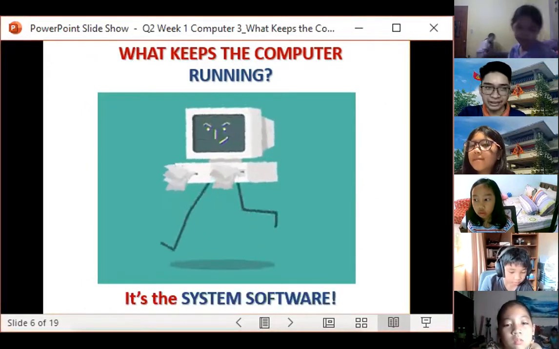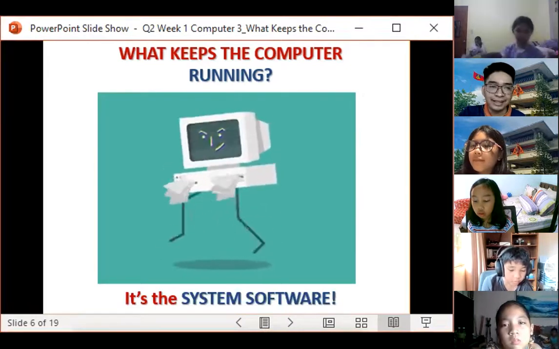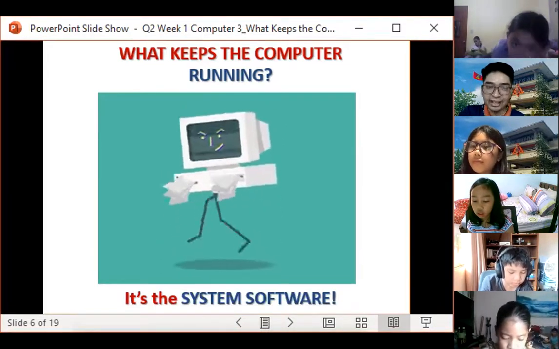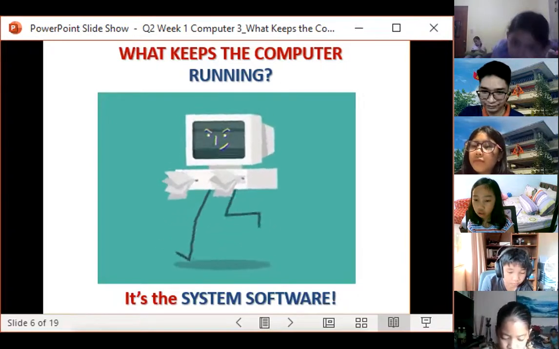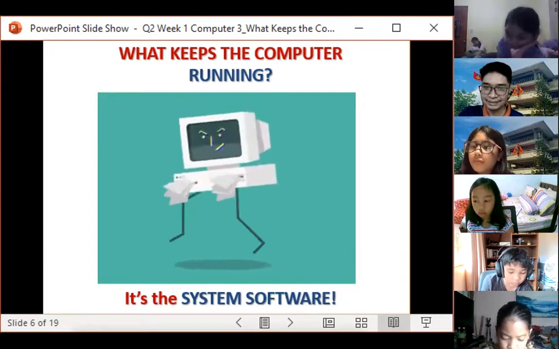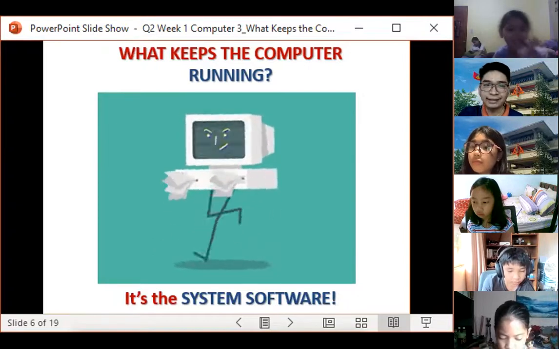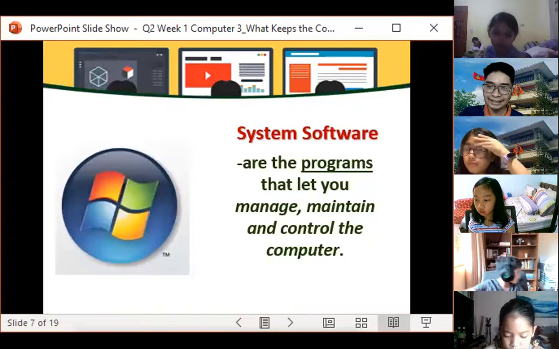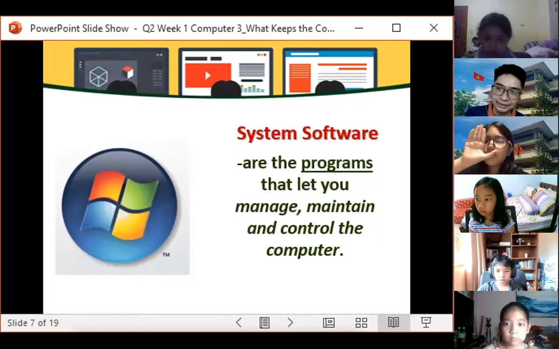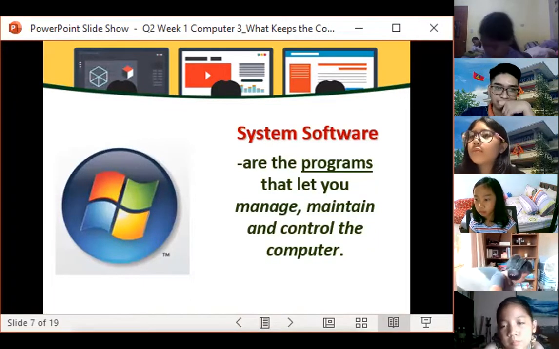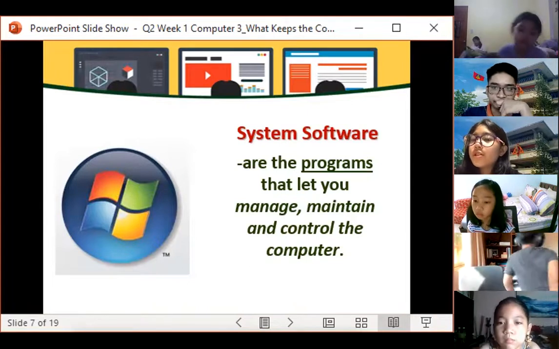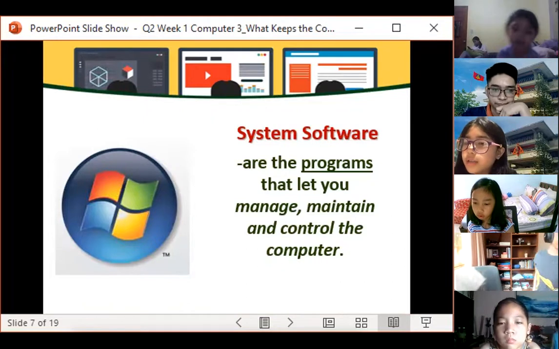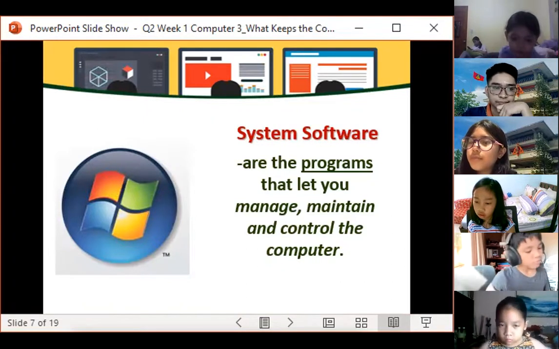So in the question, what keeps the computer running? The answer is the system software. Are you familiar with the system software? Not yet. Later on, we'll find out what is a system software. Ano ba yung system software? Kindly read, Georgia. System software are the programs that let you manage, maintain, and control the computer.